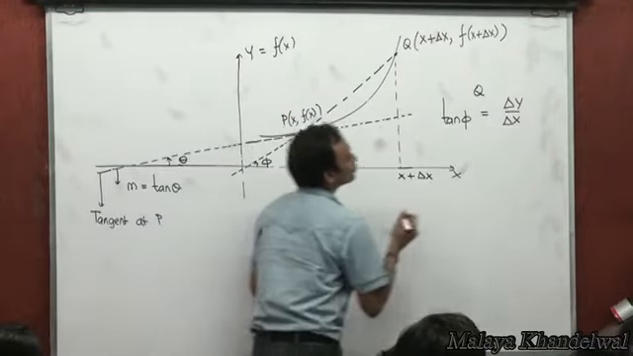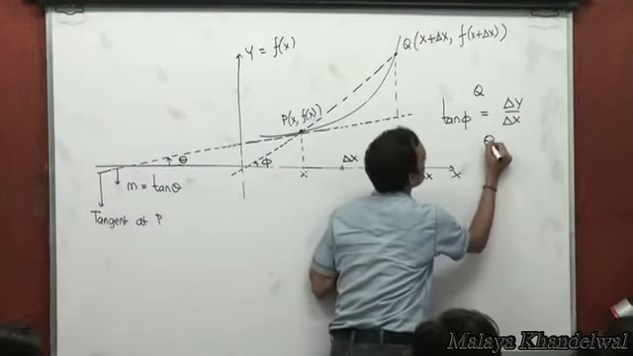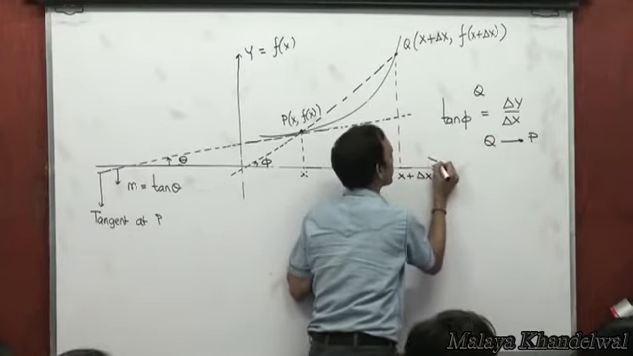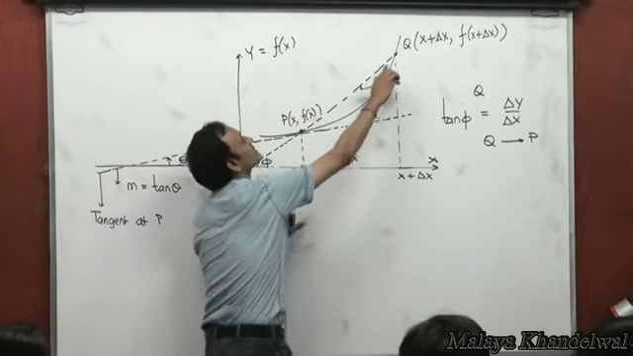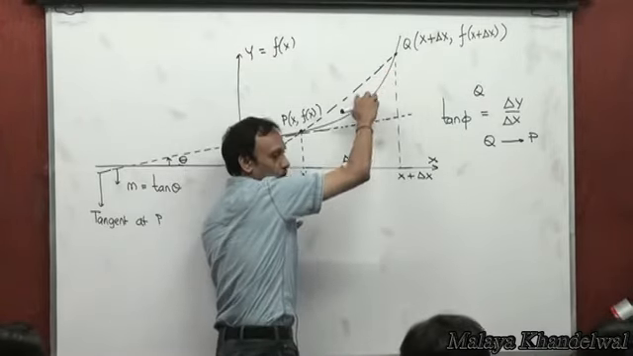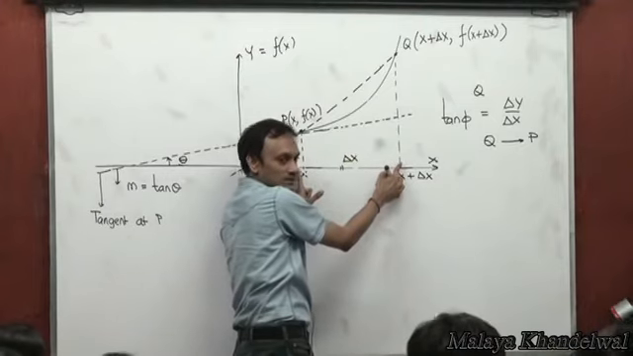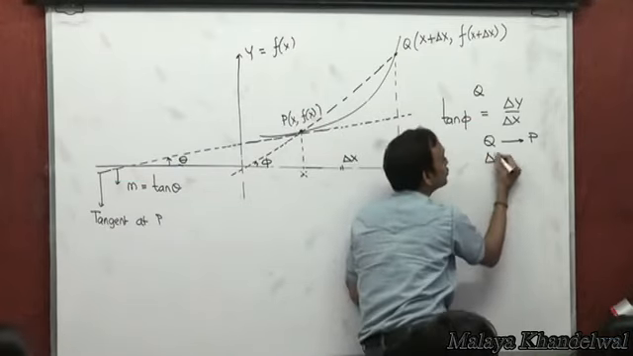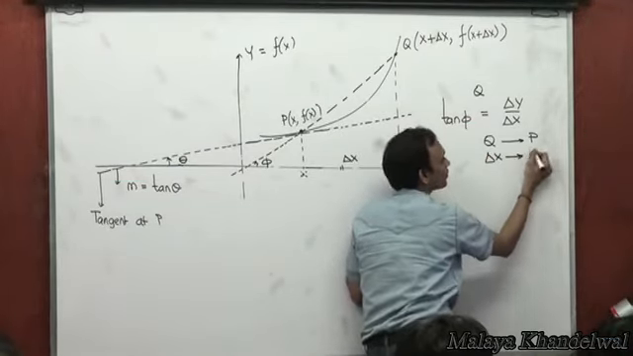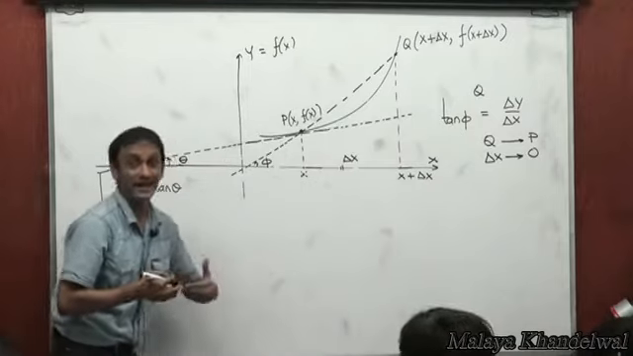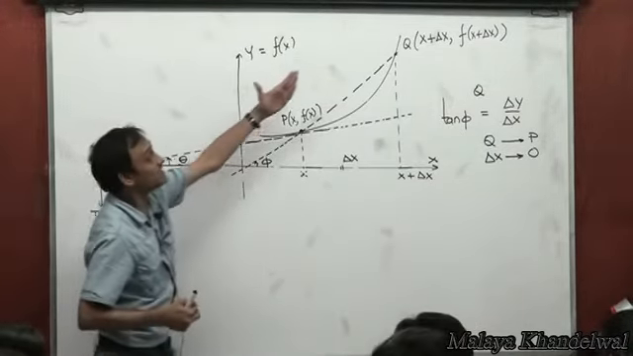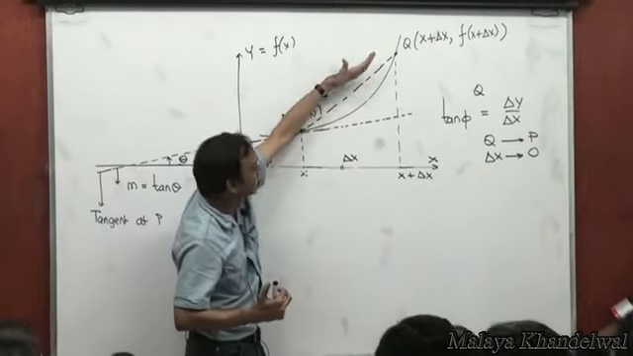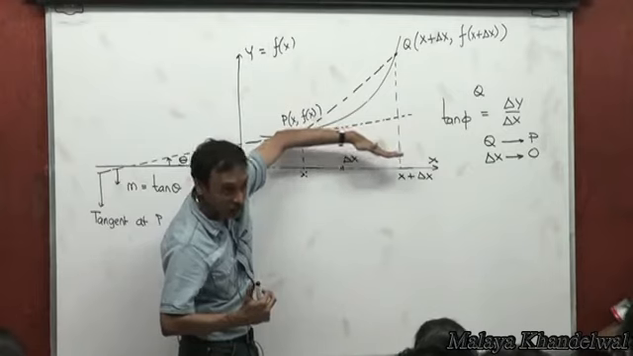Now, as Q comes closer and closer to P, realize that Q is coming closer and closer to P. What is happening to delta x? Delta x tends to 0, it shrinks, right? As Q is coming closer and closer to P, delta x tends to 0. And the secant comes closer and closer to the tangent in the process.